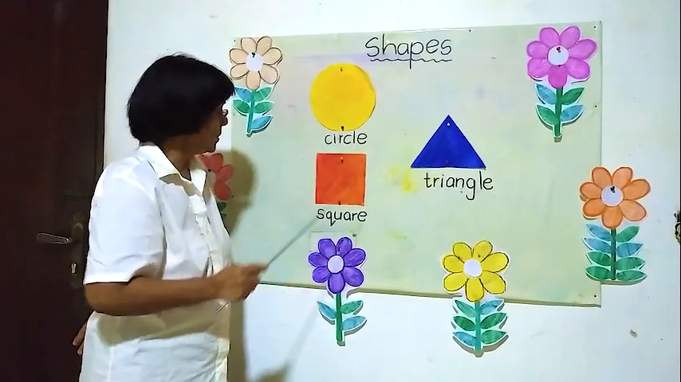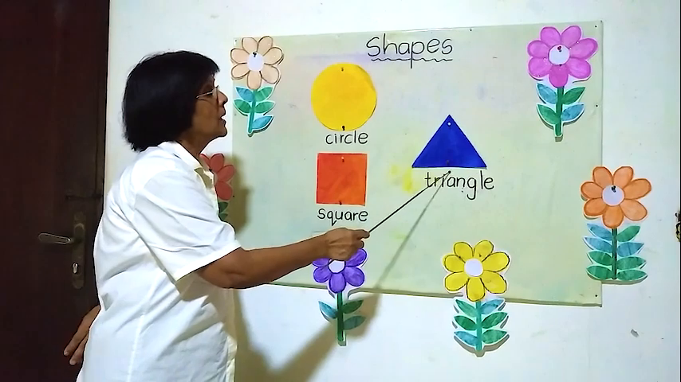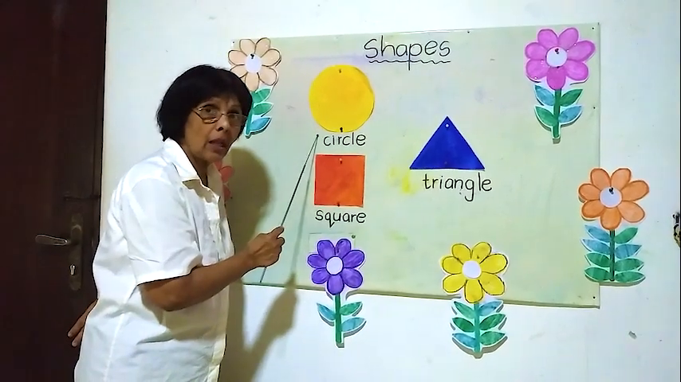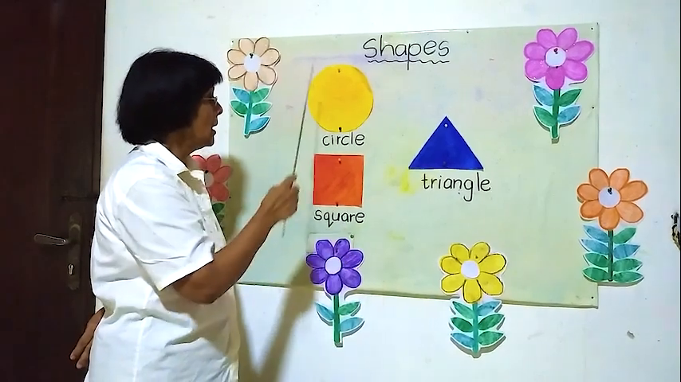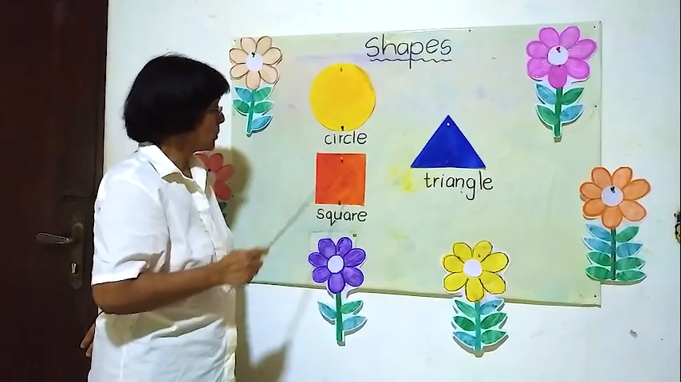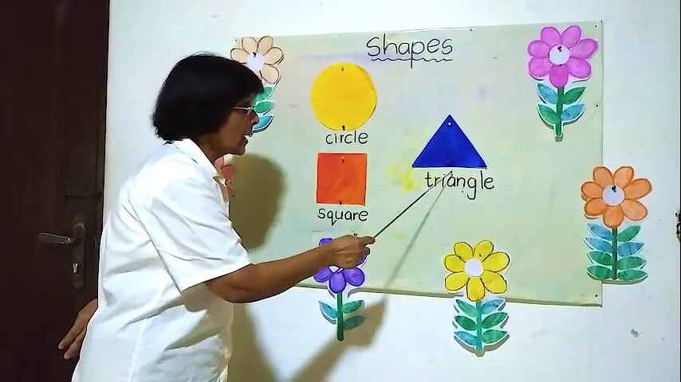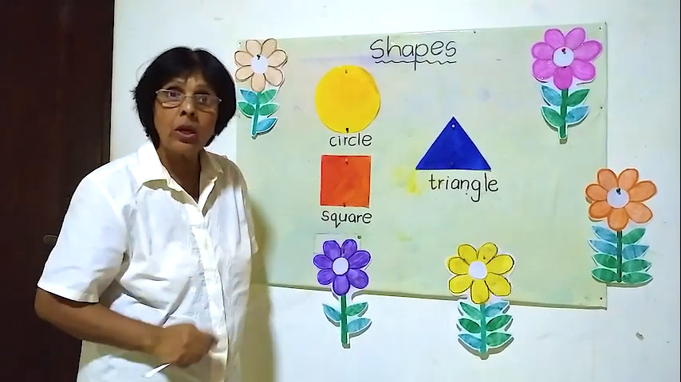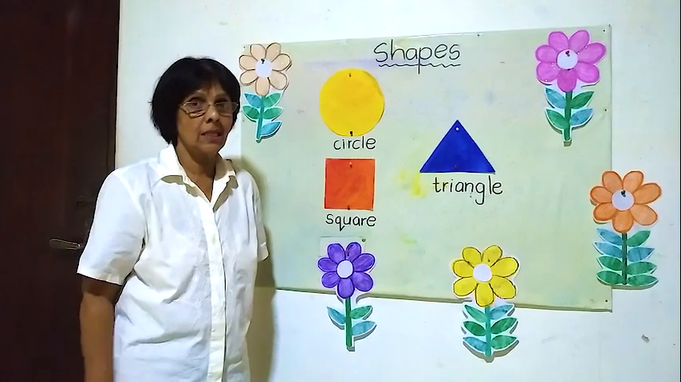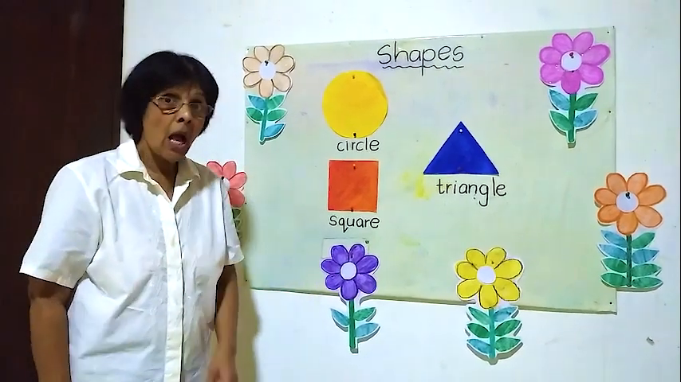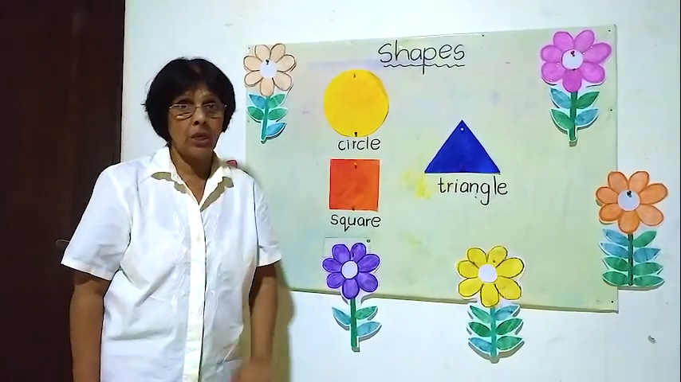Circle, square, triangle. Okay? Circle, square, triangle. Those are the 3 shapes I am going to teach you in this lesson. In my next lesson, I'll come with another 2 shapes.